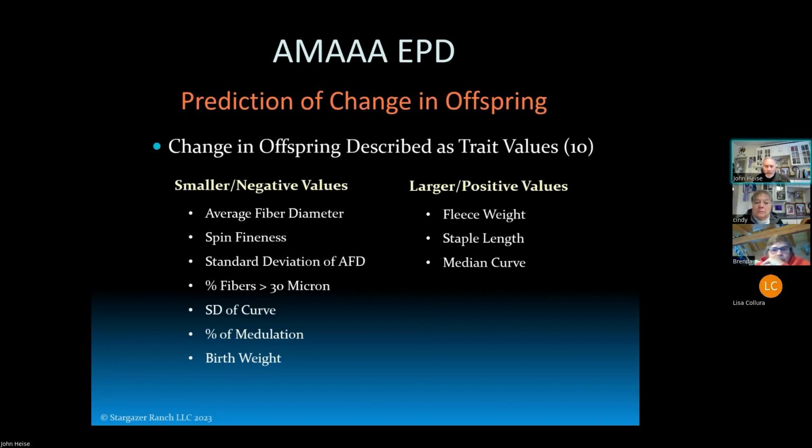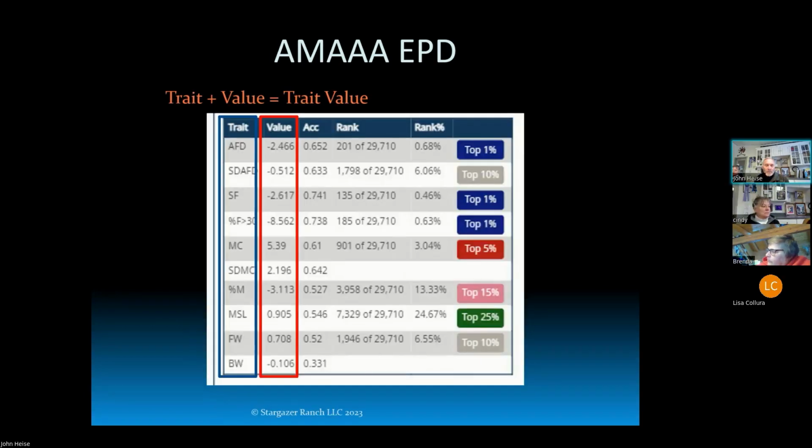So one of the things we're always looking at is reducing fiber diameter. And as I mentioned, we want that to be smaller, and we're looking at fleece weight to be larger. If you've seen any of my other videos, you know where this is going and what we're going to run into, and we'll show you how EPDs will help that. So we're looking at the traits here along with values. You've got the trait in the first column and value in the second column. These are the numbers that the program comes up with. And combined, it's called a trait value. The whole block of information is a genetic profile.